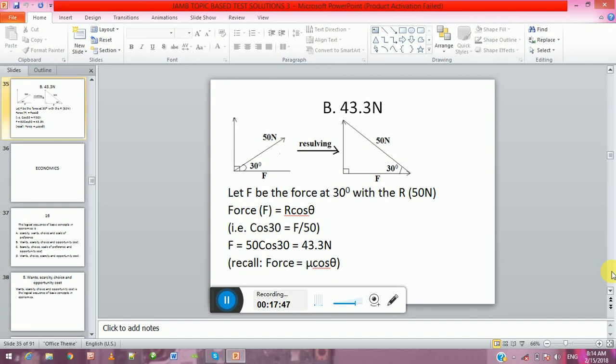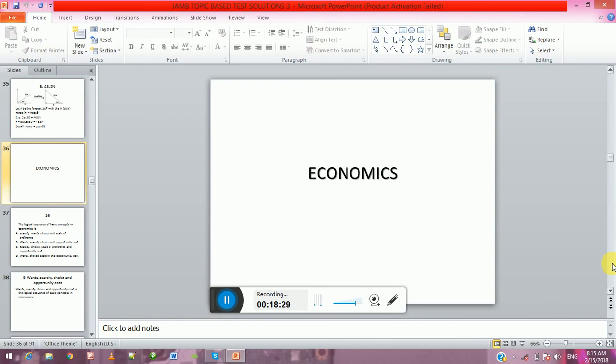Now diagrammatically, this is what we are looking at. So this is the resultant force. So one is making an angle of 30, you can see it, to the resultant. So you want to find F. Let F be the force at 30 degrees with R, which is the resultant value 50 newtons. Force is equal to R cos theta. See that? So cos theta is actually cos 30. So force is equal to 50 cos 30 to give us 43.3. So take note of that simple formula.